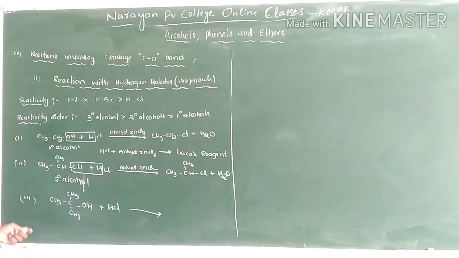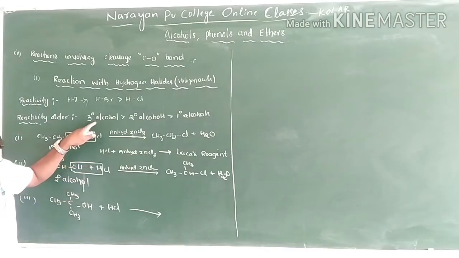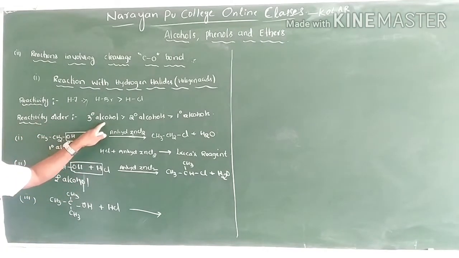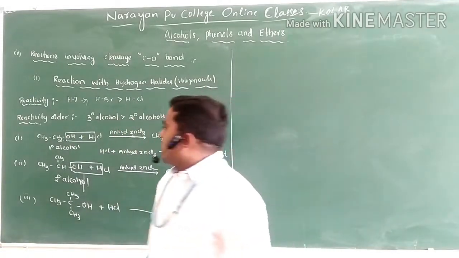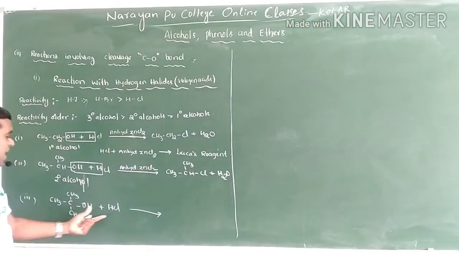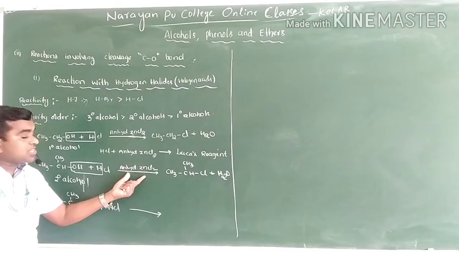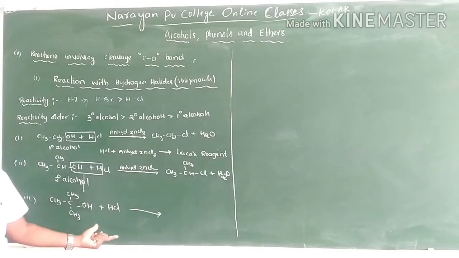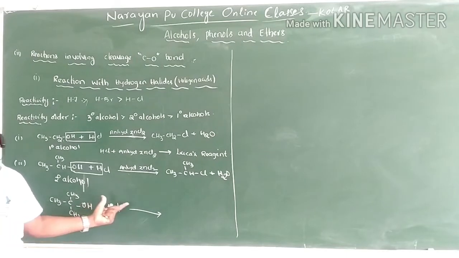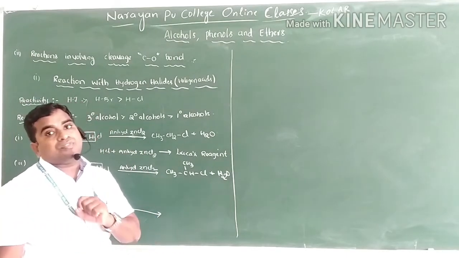Clear? And we have already discussed tertiary alcohol. Here is the reactivity order. Tertiary alcohols are more reactive, so they can easily react with HCl even in the absence of anhydrous zinc chloride. A catalyst is not required here. This reaction takes place very fast even in the absence of a catalyst.